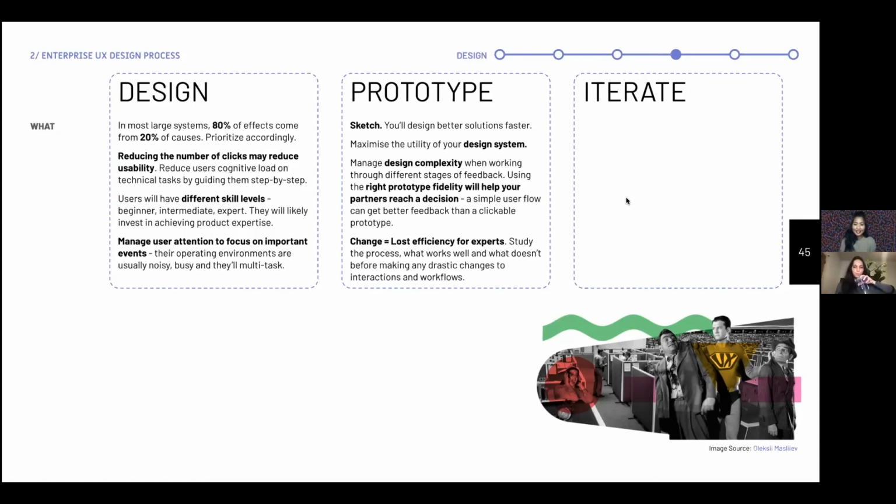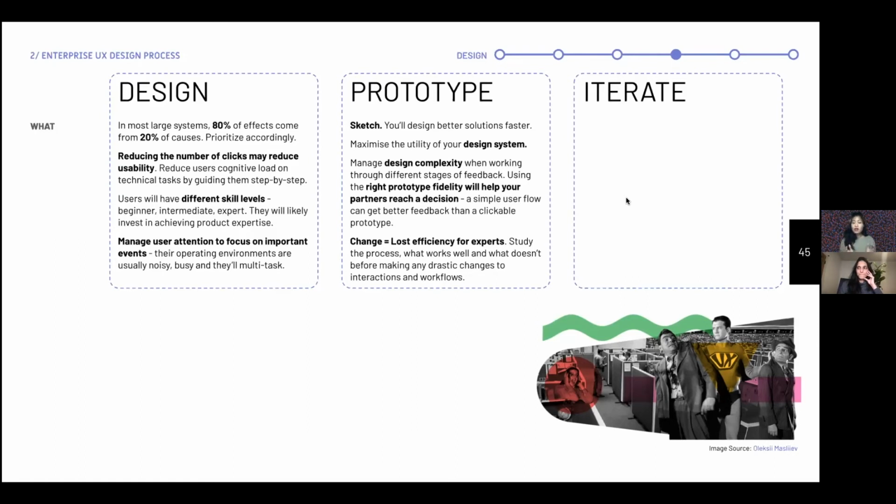You need to maximize the utility of the design system, because normally working in enterprise software, you will have a design language or branding guidelines that you will have to follow in order to create this product, because they have to all look uniform at some point. So maximize that utility. And just for being able to manage design complexity when you're working through different stages of feedback, you need to be able to understand the type of fidelity you're going to be showing to your partners so that they can make better decisions about this product.